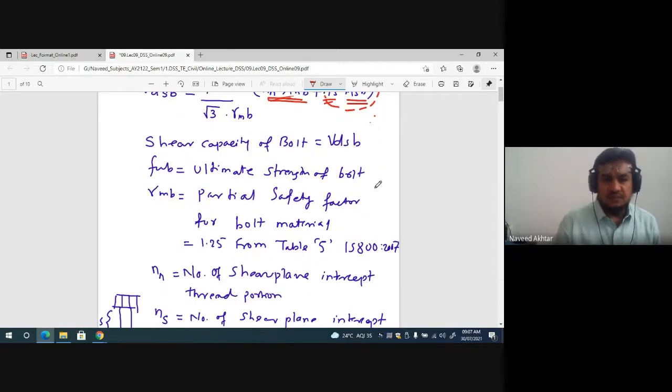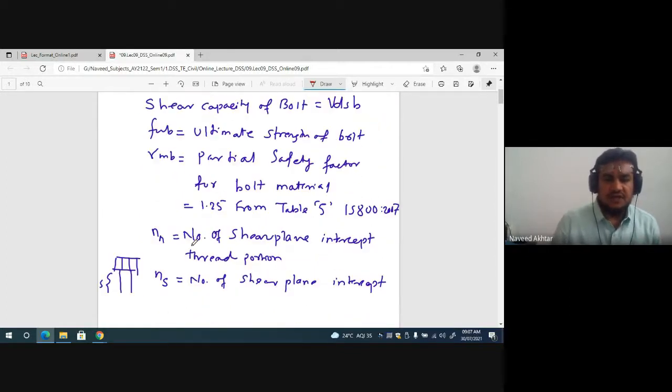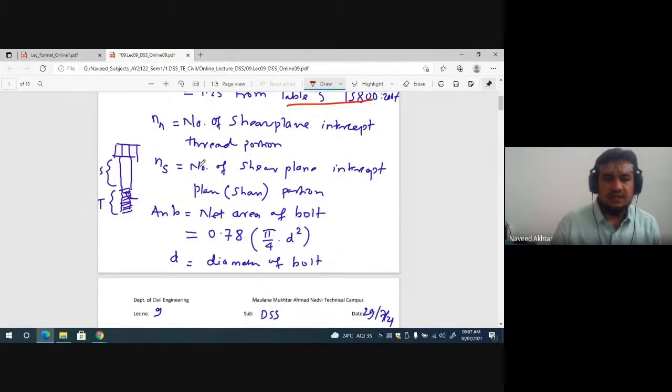Then gamma MB is the partial safety factor for the bolt material. We are taking it from Table number 5 of IS 800. And similarly, nN is equal to the number of shear planes intersecting the thread portion, and nS is the number of shear planes intersecting the plain portion or shank portion.